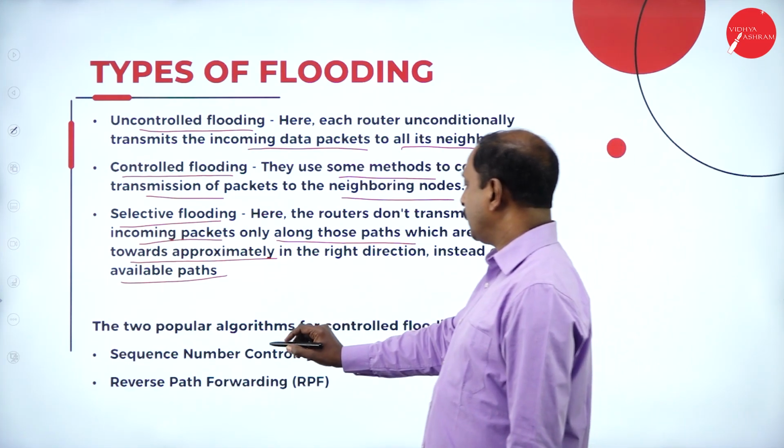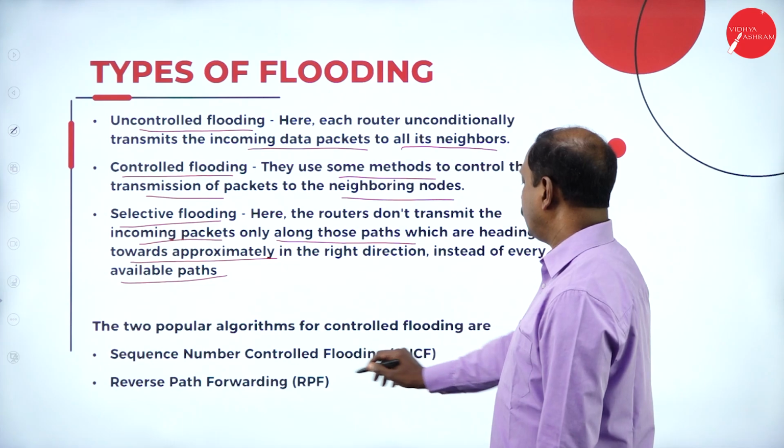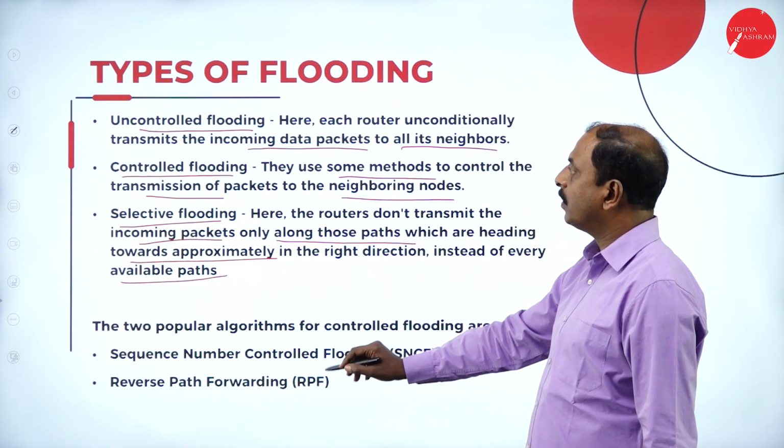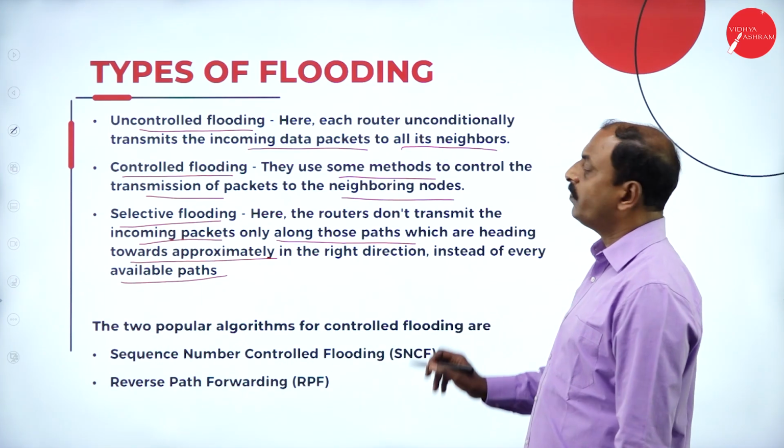Now, there are two popular algorithms for controlled flooding. One is sequence number controlled flooding, SNCF, and the other is reverse path forwarding, RPF. These are the different algorithms under controlled flooding.